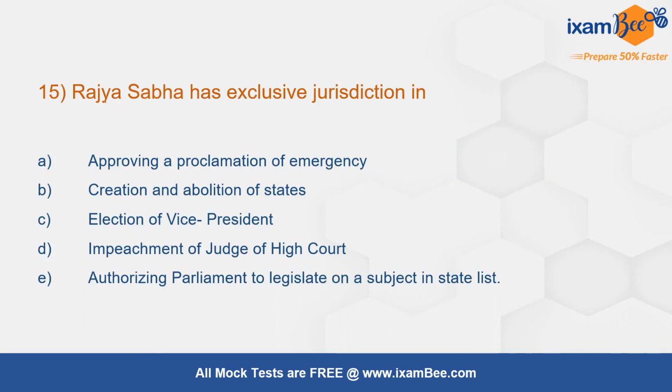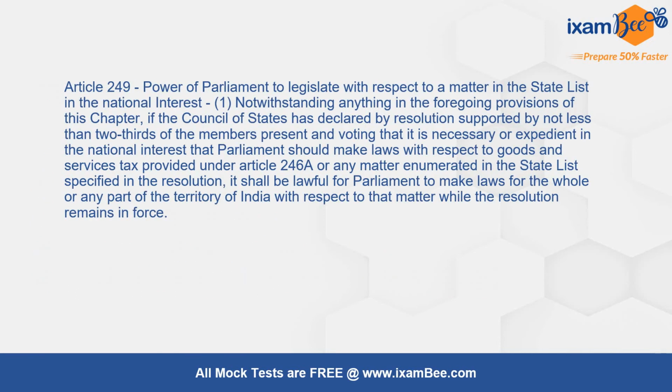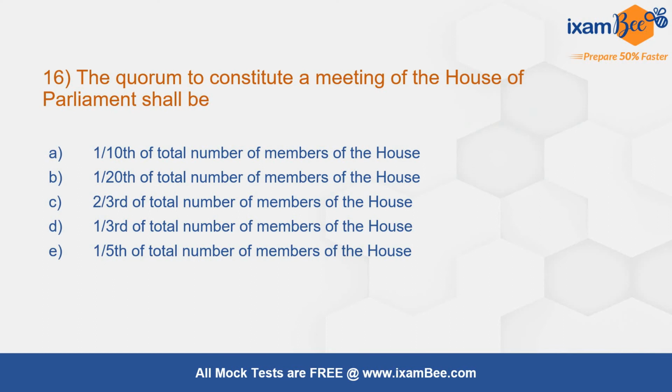Question number 15. Rajya Sabha has exclusive jurisdiction in. The correct answer is authorizing Parliament to legislate on a subject in state list. Rajya Sabha does not have exclusive jurisdiction in approving a proclamation of emergency, creation or abolition of states, election of Vice President, impeachment of judge of High Court. This is given under Article 249, power of Parliament to legislate with respect to a matter in the state list in national interest.